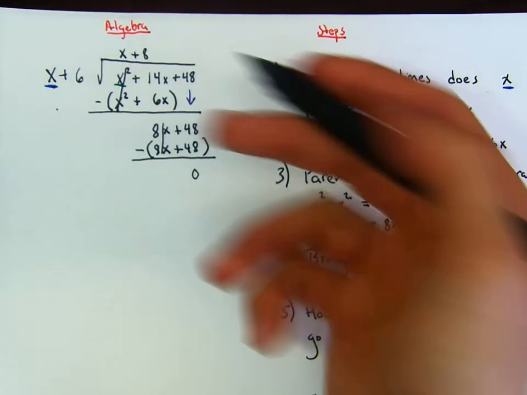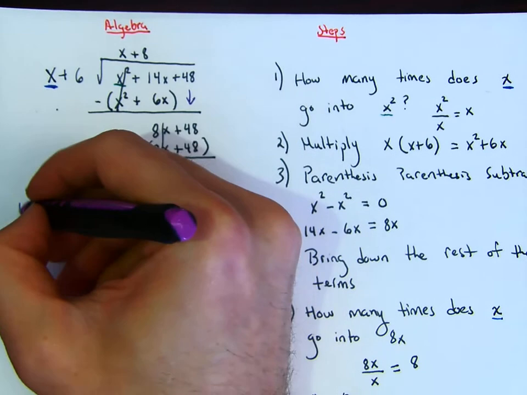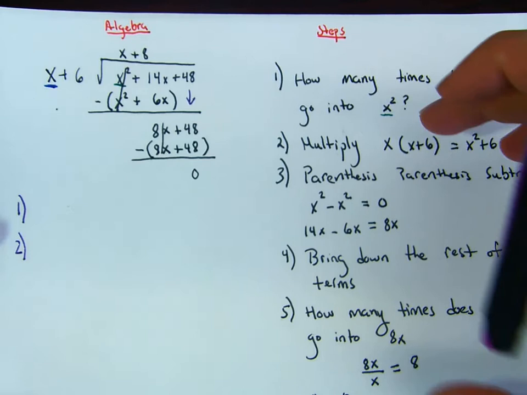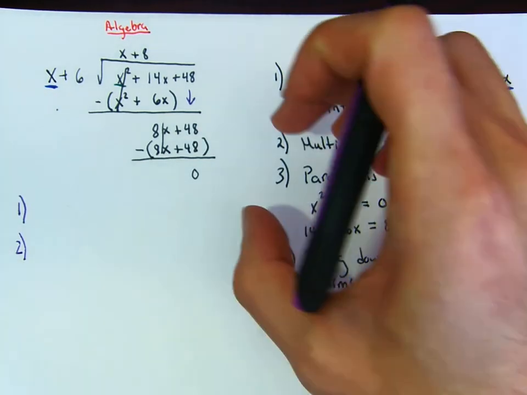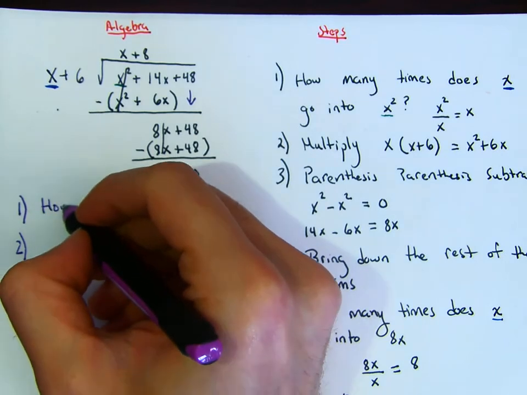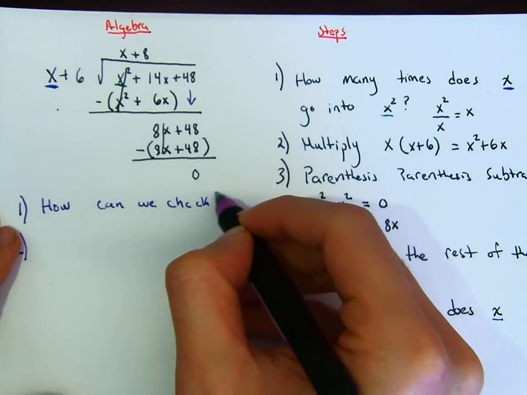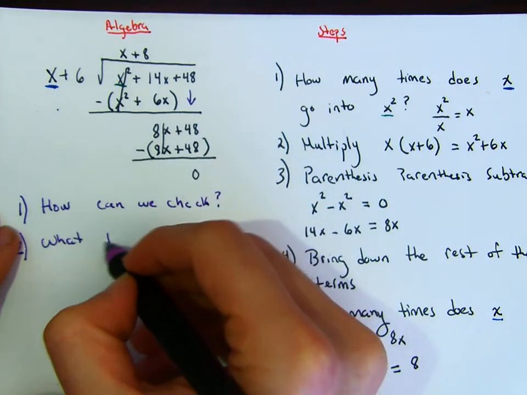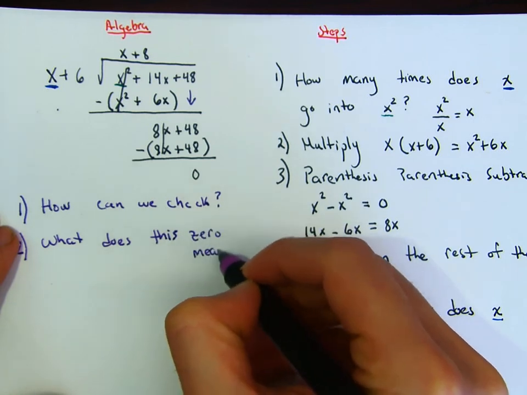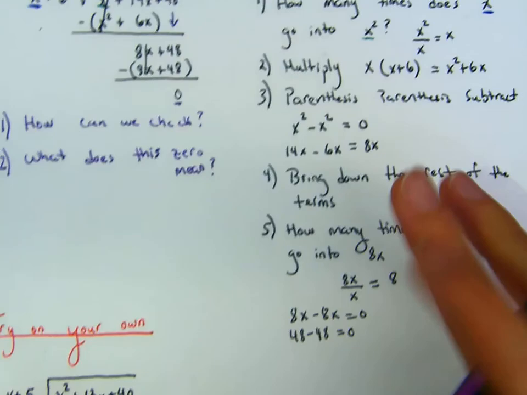Okay? And how can you check, some questions we need to explore further, and I'll do it in the next video, because even though we did one problem, it felt like a lot. So I'm going to teach this lesson in multiple parts. But what are some questions we should explore? How can we check? Right? What does this 0 mean? This 0 over here. What does it mean? And I'll talk about that in the next video.